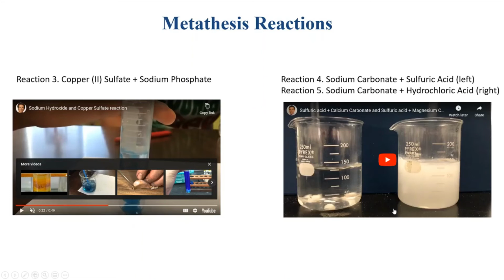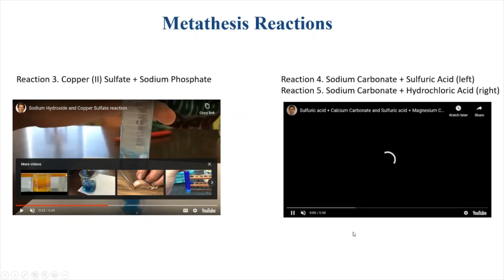The one on the right is going to take place a little bit faster because hydrochloric acid has a little bit more water in it. So what we're going to observe is what happens when we add the solid sodium carbonate into sulfuric acid and hydrochloric acid.